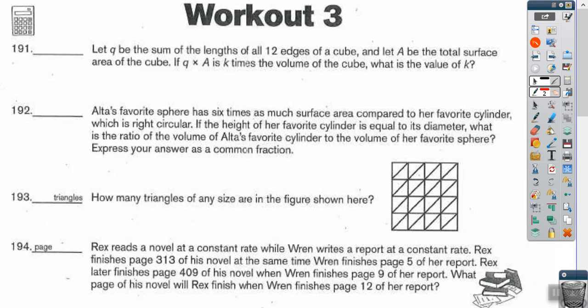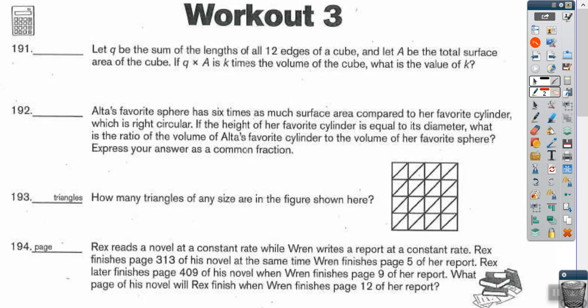So we're going to take a look at some problems from workout number 3 from the competition year 2018 to 2019. This is MATHCOUNTS. So the first problem says let Q be the sum of all the lengths of all edges of a cube, and let A be the total surface area of the cube. If Q times A is K times the volume of the cube, what is the value of K?